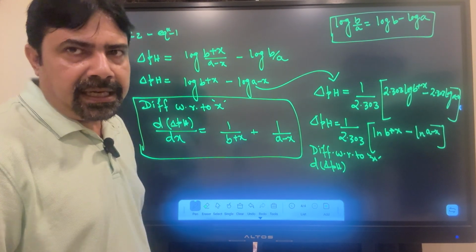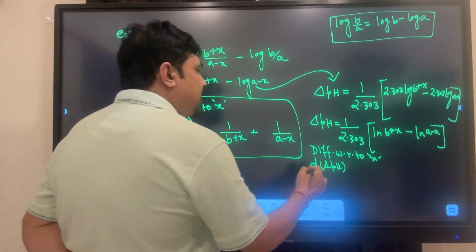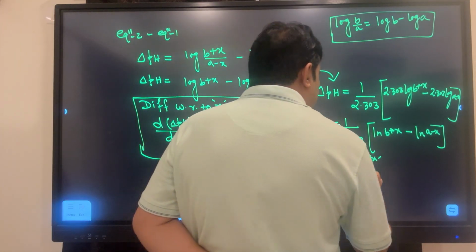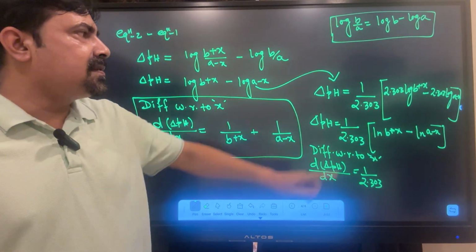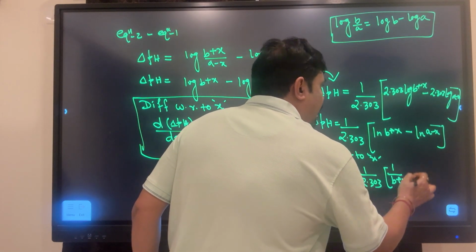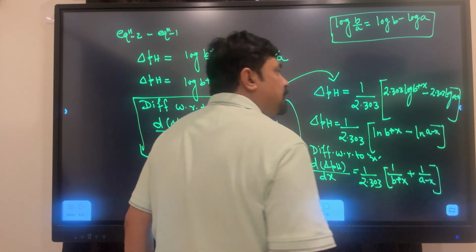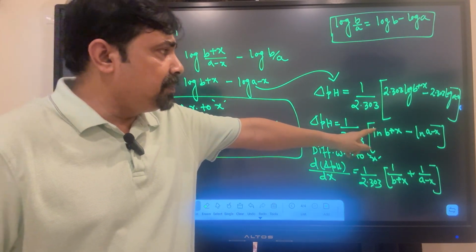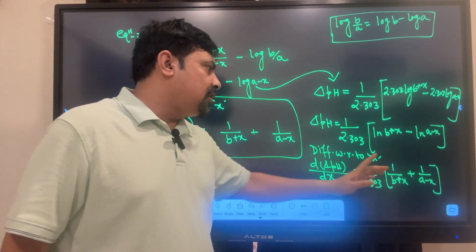So that same thing you will get over here, what I want to reach. Now differentiation with respect to x, then immediately delta of delta pH by dx. And now here we are getting 1 by 2.303, and differentiation of ln(b plus x) will be equals to, same idea, 1 by (b plus x), and here minus of minus, plus of 1 by (a minus x). Why plus? Because differentiation of ln(a minus x) is 1 by (a minus x), and before that minus sign is there, minus minus will be what? Plus. And we got delta pH by dx equals to this value.